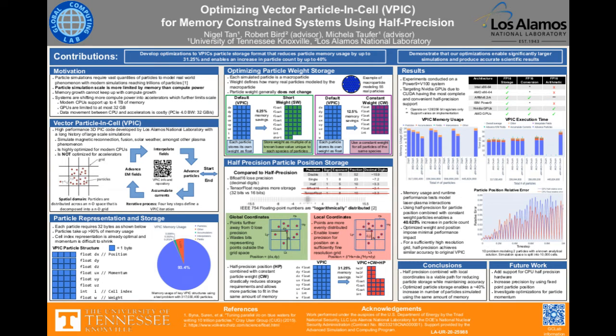I am a graduate student at University of Tennessee, Knoxville, and I will be presenting my poster, optimizing VPIC (vector particle-in-cell) for memory-constrained systems using half-precision. Modern plasma simulations can simulate trillions of particles to model physical phenomena. The scale of particle-in-cell simulations is limited more by memory capacity than computational capability, with accelerator-based systems in particular facing difficulties with large simulations.